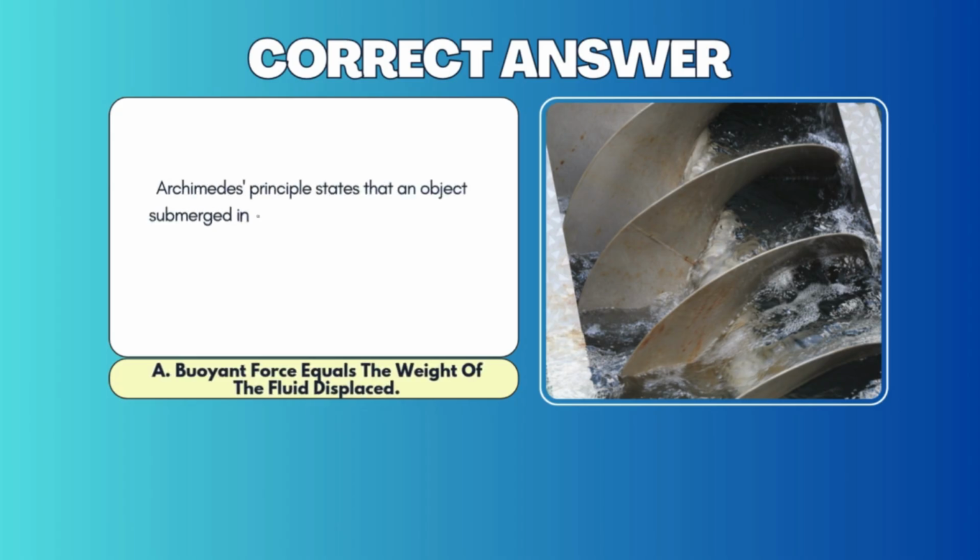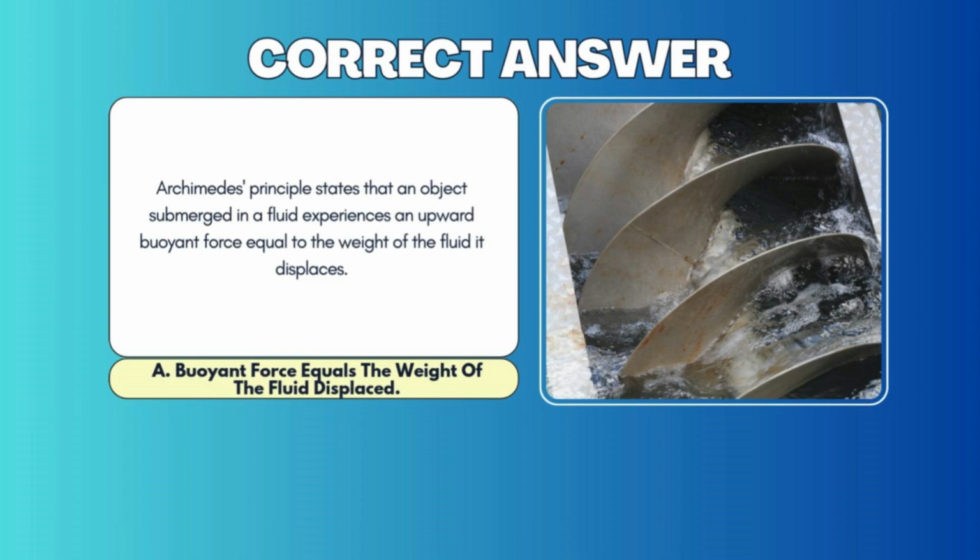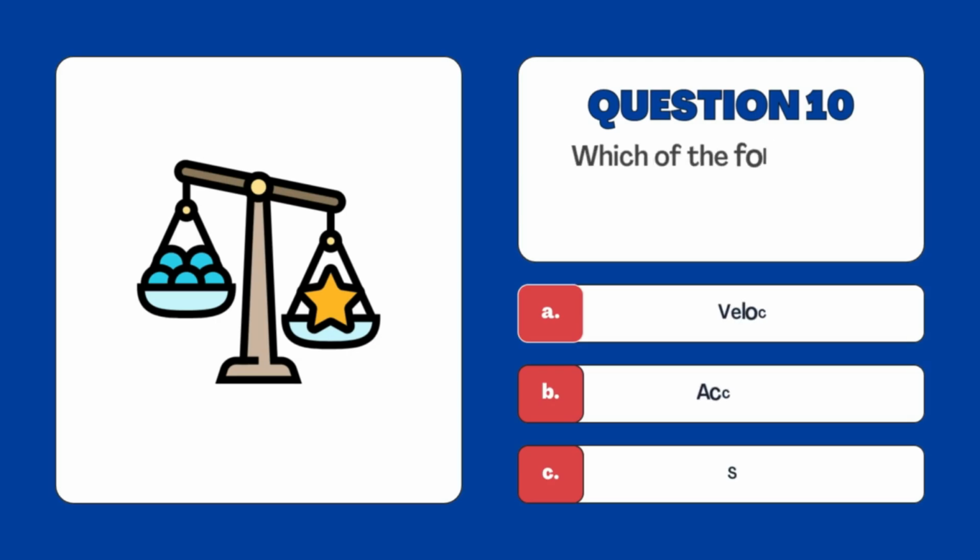The correct answer is buoyant force equals the weight of the fluid displaced. Archimedes' principle states that an object submerged in a fluid experiences an upward buoyant force equal to the weight of the fluid it displaces.